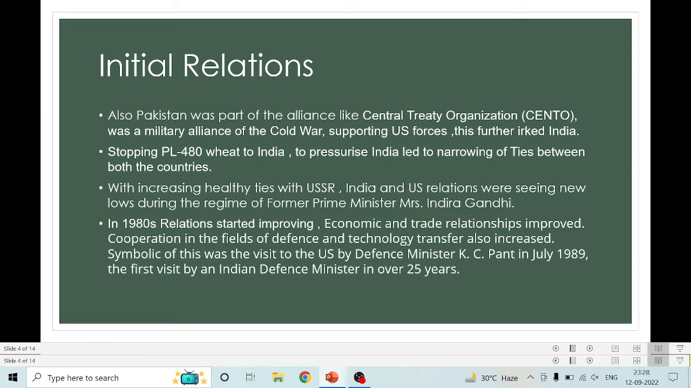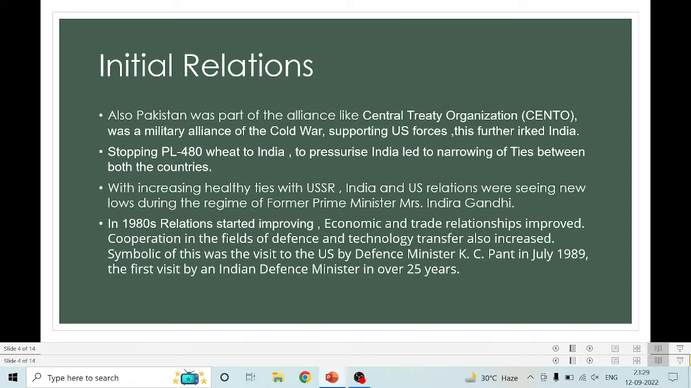PL480 wheat, which was of inferior quality, was also stopped. Why? Because they wanted to change or mold the stand of India. But the then Prime Minister Lal Bahadur Shastri denied any kind of change in India's stature, and to enhance self-respect, he gave a clarion call of green revolution.